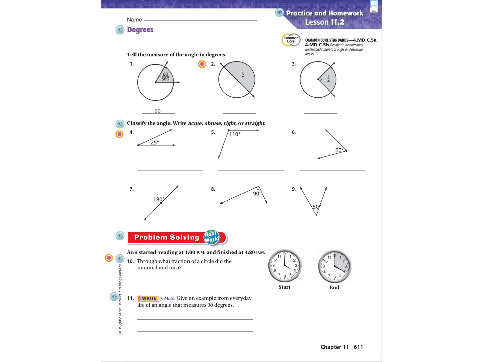This is 11.2 in Go Math, practice and homework page. The directions are to tell the measure of the angle in degrees. We're going to say how we know it.